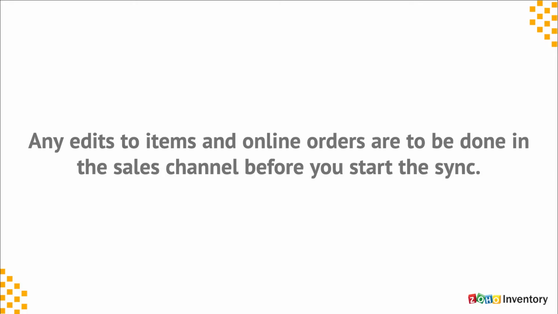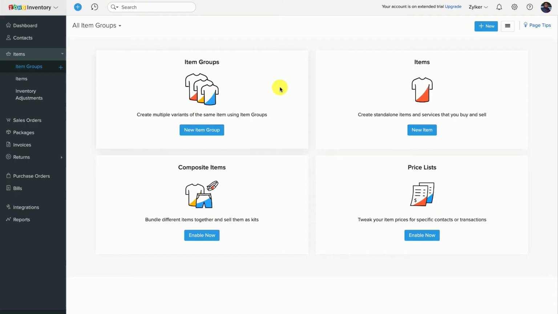Now you'll have to understand that item and sales order data between Zoho Inventory and integrated online channels flow only in one direction for now. That is, from an online channel, say Amazon or eBay, into Zoho Inventory. So any changes that we wish to make to a particular online item or order before the integration has to happen inside of the online channel.